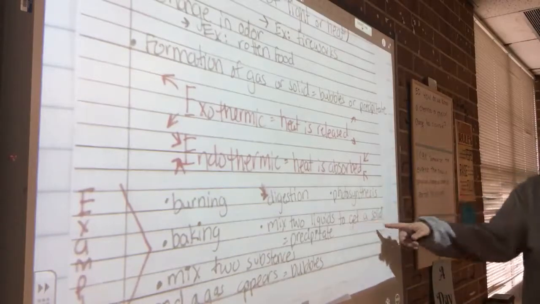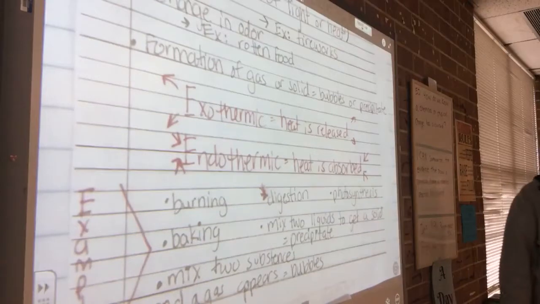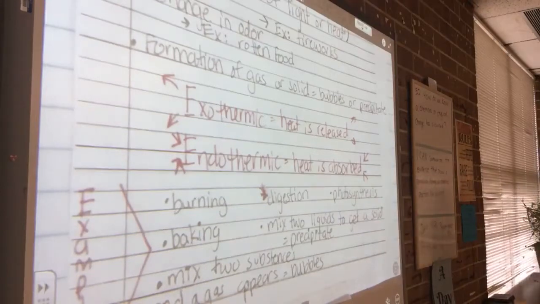If I mix 2 liquids together to get a solid, it forms a precipitate. When I mix 2 substances together and a gas appears as bubbles, that's a chemical reaction.